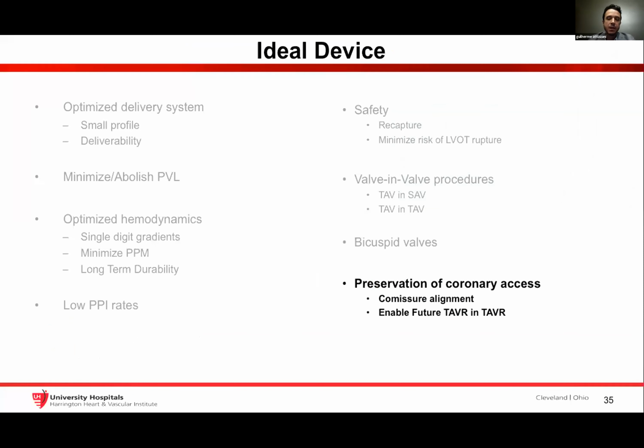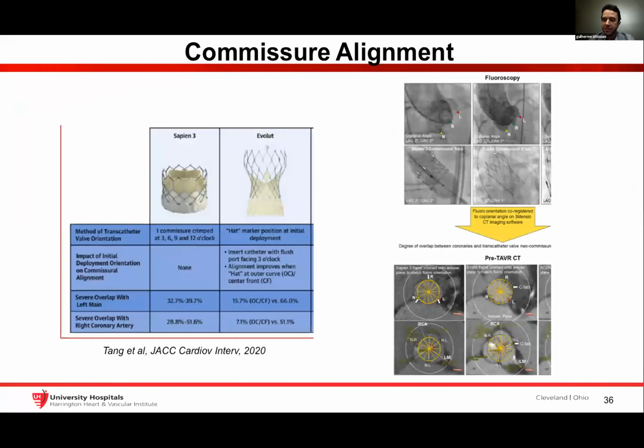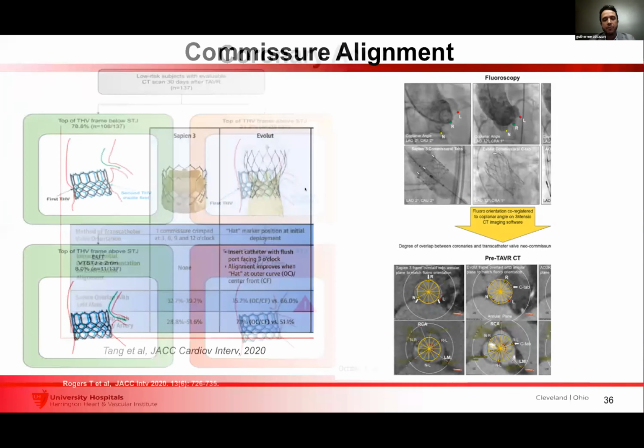And just finally, I'd like to talk about the preservation of coronary access, which is definitely feasible with the Evolut family, and Gilbert Tang demonstrated this in this paper. The ability of doing commissure alignment, which you cannot do with the balloon expandable valves, is basically flipping a coin, and would enable easier coronary access down the road.